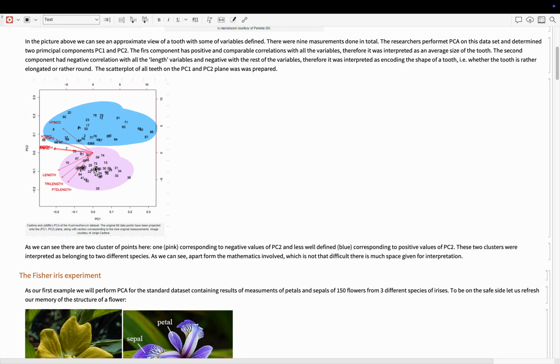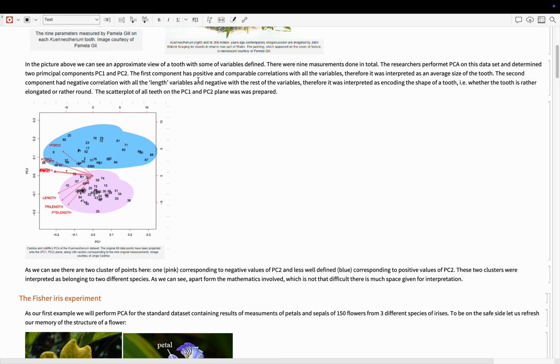The interpretation of those components was based on the values of the correlation of the components with the original variables. For example, the first component appears to have positive and comparable correlations with all the variables. Therefore, this first component on the horizontal axis was interpreted as containing information about the average size of the tooth.